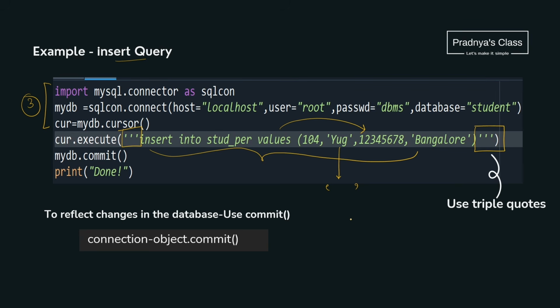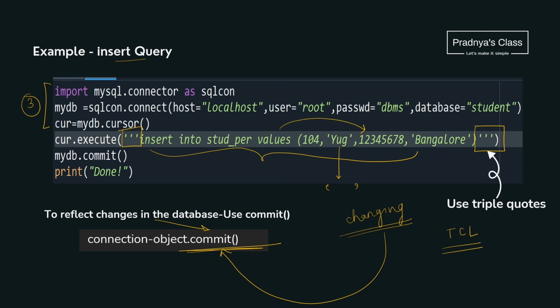Alright, with the insert query we are changing something in the database. So to save those changes permanently, we will be using one command, that is nothing but commit. It reflects the changes in the database. It is one of the TCL languages. It is nothing but transaction control language. We already discussed 2 types of language, DDL and DML. This is the third one. It works with the database connection object because we are changing the database. Hope you understood this explanation.